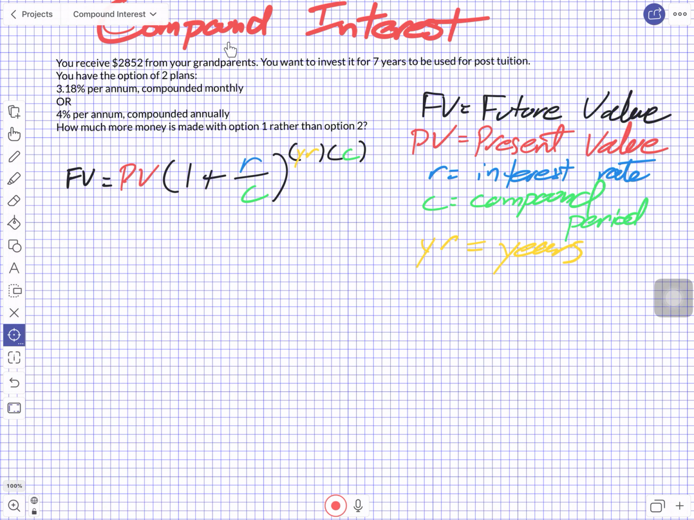Okay, we're going to look at compound interest. I'm going to read our situation, and then I'm going to associate the important pieces of information with the variables for our compound interest formula.